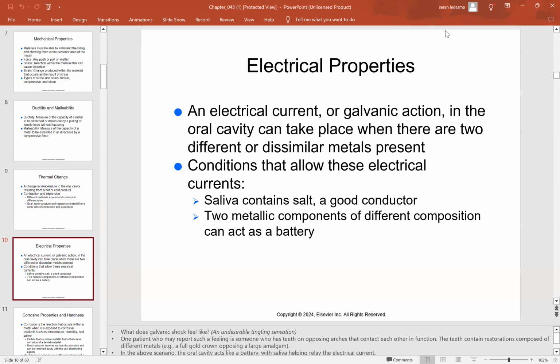Electrical properties. These include electrical current and galvanic action. These can take place in the oral cavity when we have two different or dissimilar metals. The conditions that allow these electrical currents are saliva containing salt, so this is a good conductor. And then our two metals or components that have a different composition kind of act as a battery and give that shock.